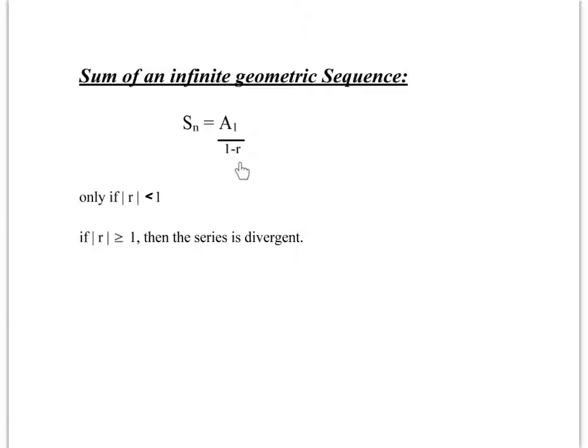This only works if r is a fraction somewhere between 0 and 1. In other words, the absolute value of r, so r can also be negative, but r has to be in the range of negative 1 less than r less than 1. If r is a number bigger than 1 or less than negative 1, then our series is going to be divergent. In other words, it goes to infinity. Its value is infinity. It's divergent.